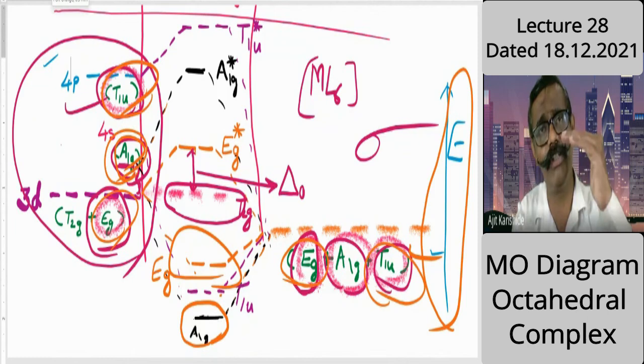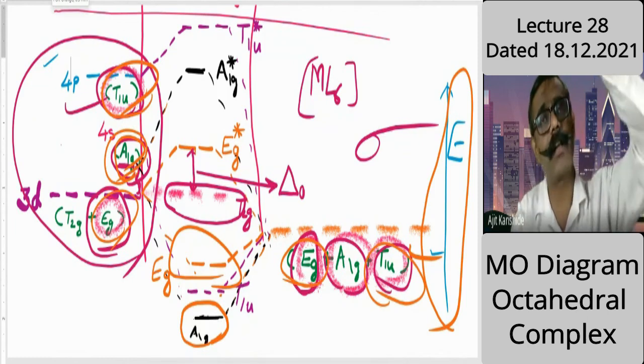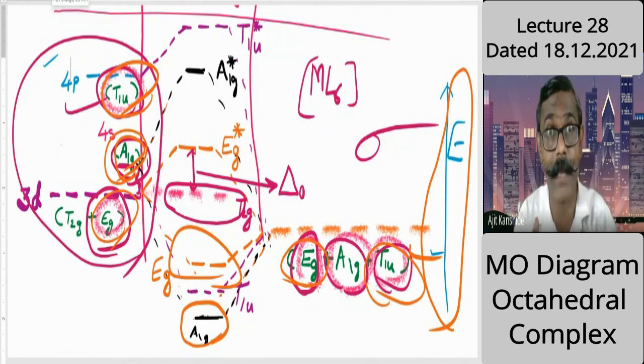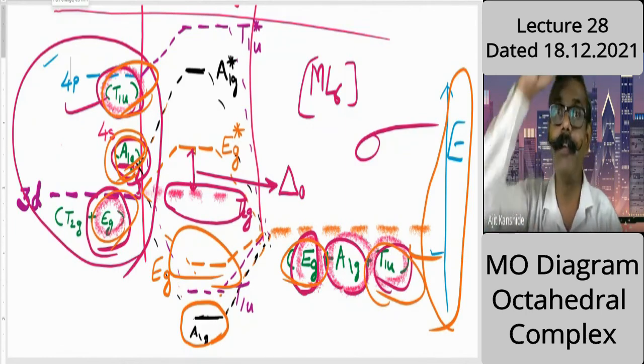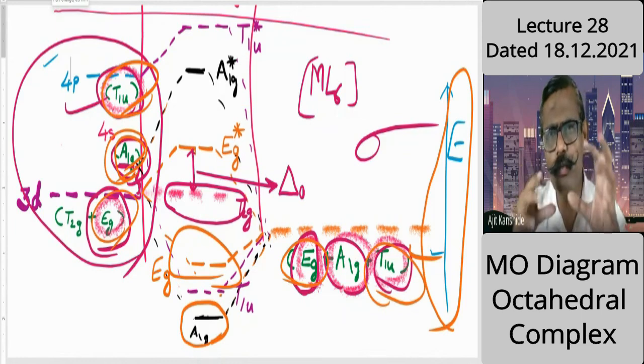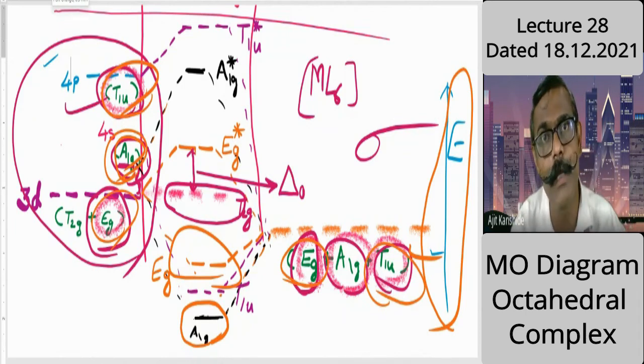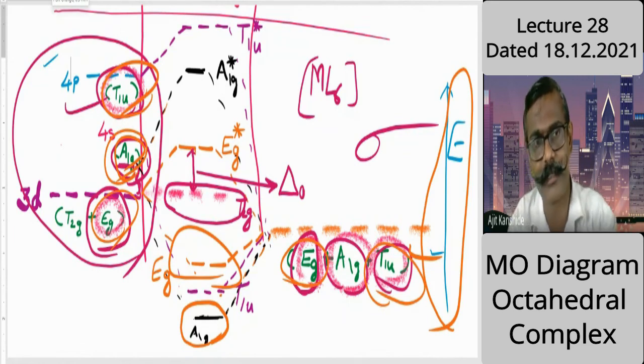A1G, T1U, EG, T2G in between, then EG star, A1G star, T1U star. That's the sequence. At the bottom, the 4s orbital A1G comes, but at the top, T1U is there. Likewise, play with that diagram, work with the diagram, spend time with the diagram. The neuron will do the work automatically. Don't worry about neurons or memory, you waste time that way. So go on playing with these terms, symbols, energy levels, and these complexes.